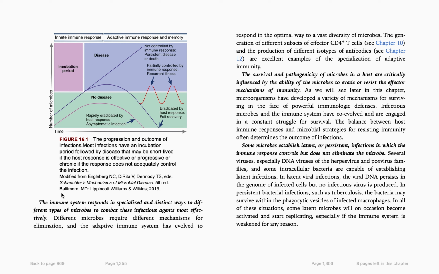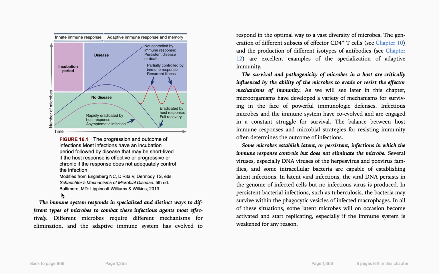As we will see later in this chapter, microorganisms have developed a variety of mechanisms for surviving in the face of powerful immunological defenses. Infectious microbes and the immune system have co-evolved and are engaged in a constant struggle for survival. The balance between host immune responses and microbial strategies for resisting immunity often determines the outcome of infection. Some microbes establish latent or persistent infection in which the immune response controls but does not eliminate the microbes.